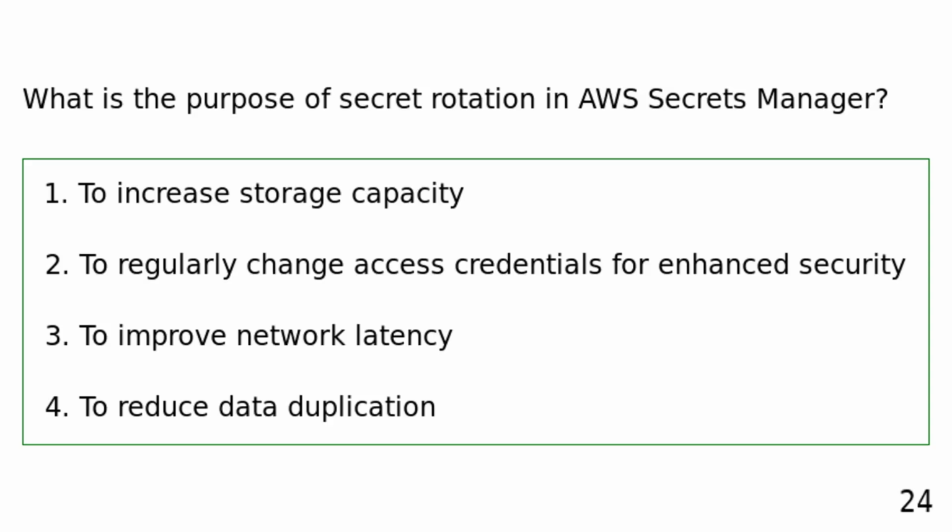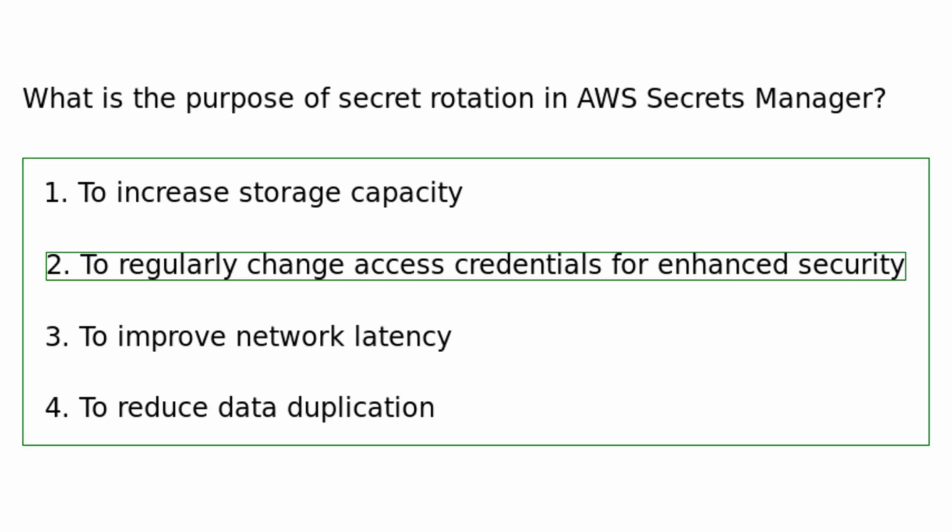What is the purpose of secret rotation in AWS Secrets Manager? To increase storage capacity. To regularly change access credentials for enhanced security. To improve network latency. To reduce data duplication. Secret rotation in AWS Secrets Manager is done to regularly change access credentials for enhanced security by automatically updating secrets.